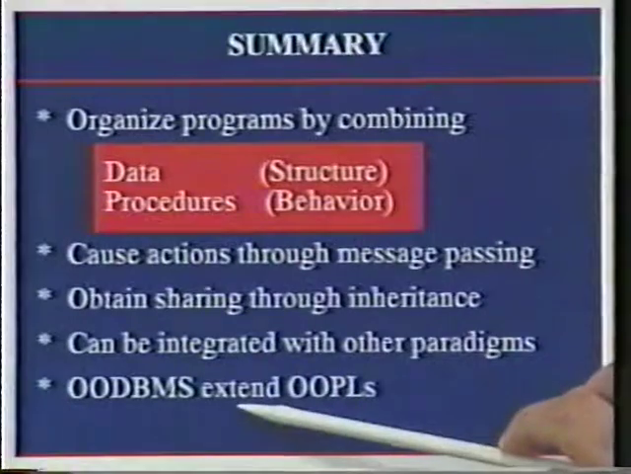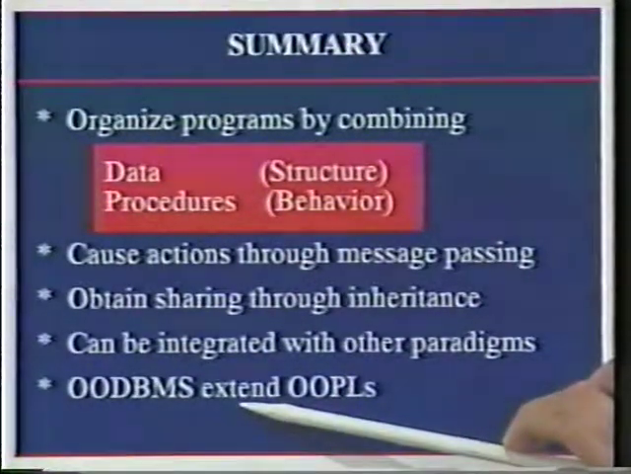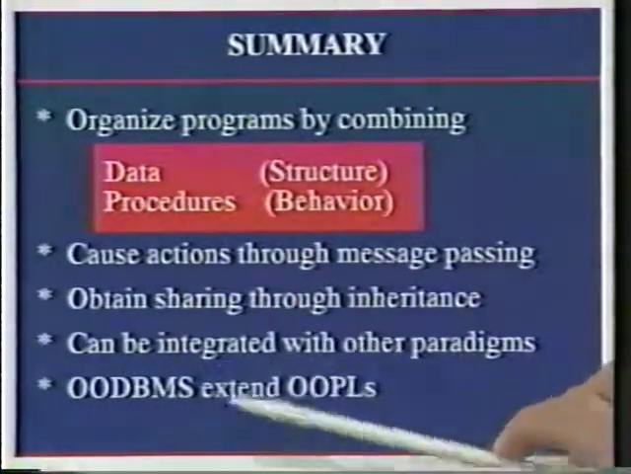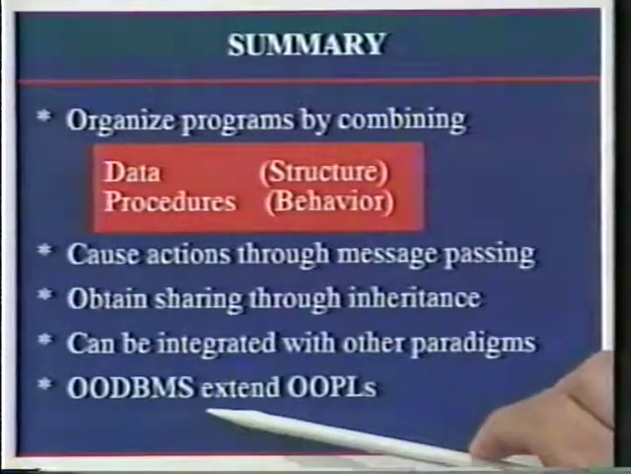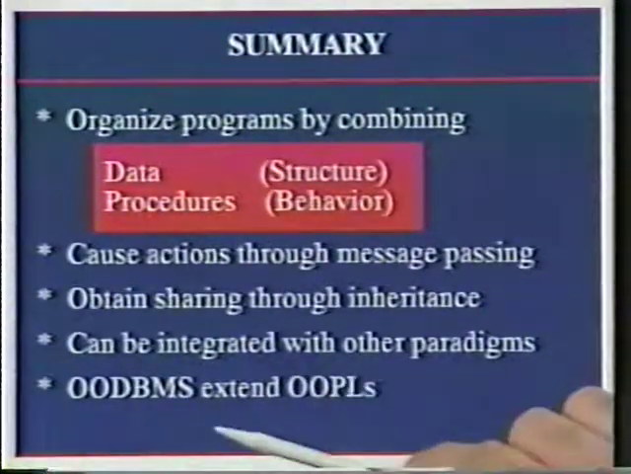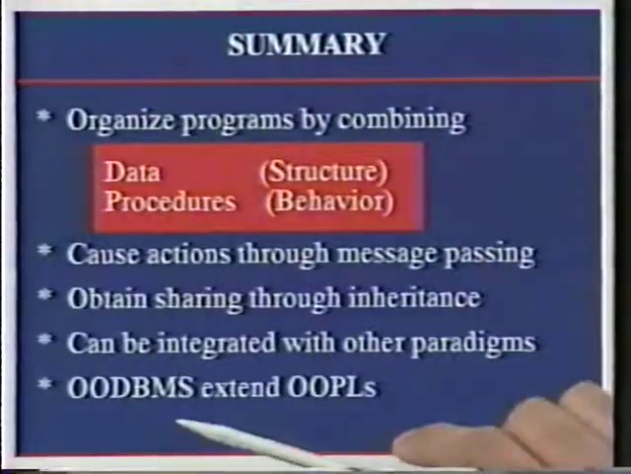We did not talk about object oriented database systems, which we will be talking about soon in the next module, and object oriented database systems extend object oriented programming languages. As we were discussing, there are 4 mechanisms of object oriented systems: defining objects, forming taxonomies, sending messages to various objects and invoking appropriate methods, and sharing code through the process of inheritance.